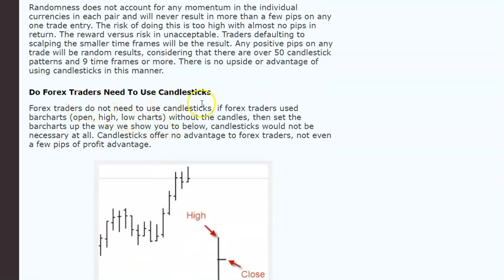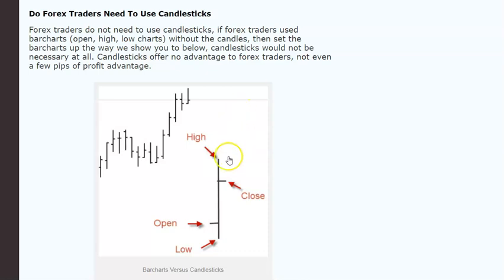So do Forex traders need to use candlestick charts? You can use them. We'll show you a much better way, but you can also use a bar chart. A bar chart is just an open, high, low, close chart. It has the same exact information, just no candle with the body. Bar charts on one time frame are pretty useless too, but we'll show you the multiple time frame analysis and the individual currencies, how to set them up.